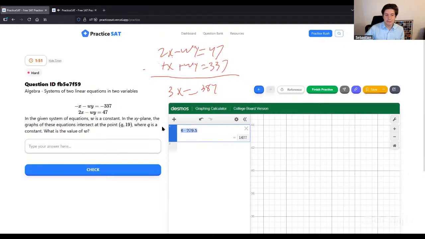This one has 3 variables, but because the W and Y are connected, we can just eliminate them like that. So we're going to get, let me just check. It's going to be 384 divided by 3, 128.